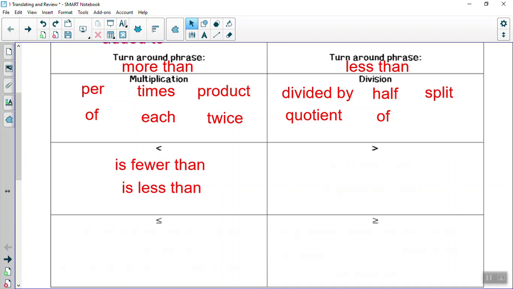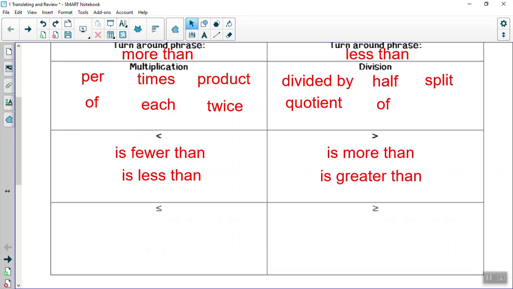Okay. This one here is more than, which again we saw more than up here, but this time it's leading with the word is. So is more than means the inequality sign. Just more than means that it's an addition turnaround phrase. Okay? Or is greater than.